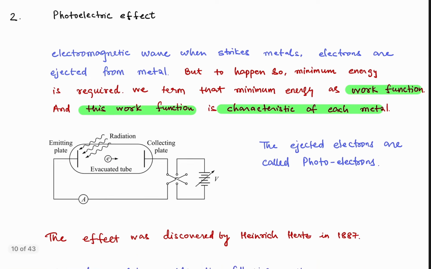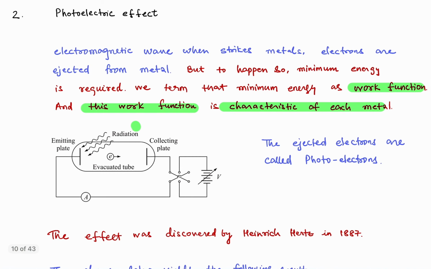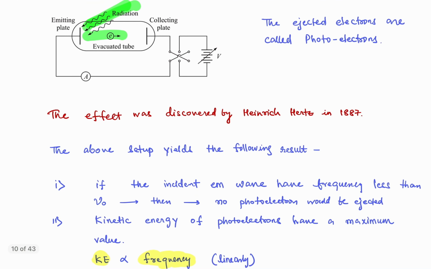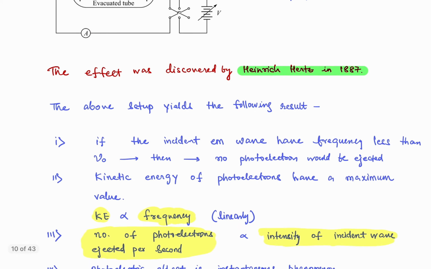So this is the basic schematic where the radiation is falling and electrons are ejected. We have a cathode electrode for various experimental purposes, but the basic idea is that in photoelectric effect, whenever electromagnetic wave strikes metals, electrons are ejected. This effect was first discovered by Hertz in 1887, and the above setup yields the following results.